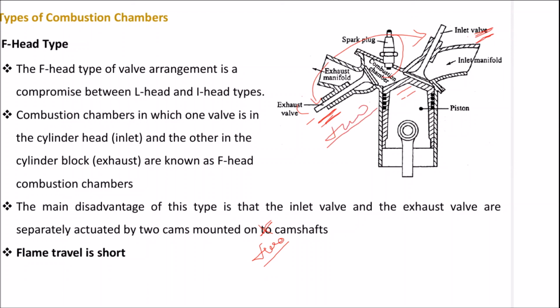Okay. So these are the portions of the L head. This is the portion of the I head. So it is in between the L head and I head. This is all about the combustion chambers. Now combustion in the SI engine is finished. In the next lecture, we will see combustion in CI engines.